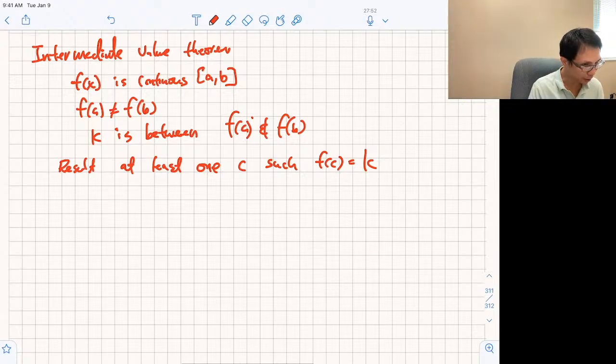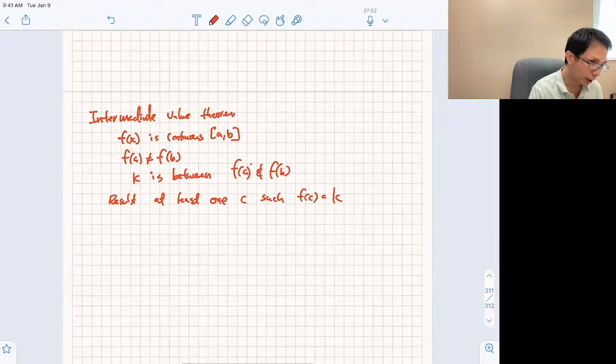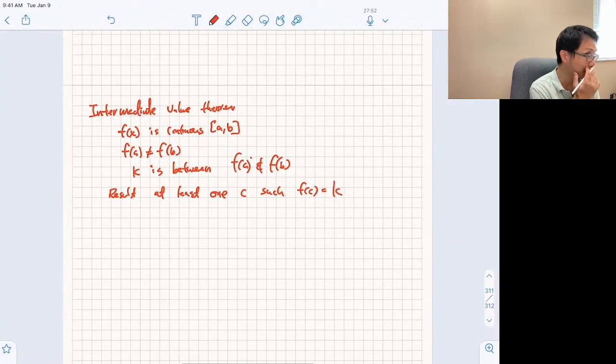Okay, so the result: at least one c such that f of c is equal to k. So this is the intermediate value theorem. This is a very, very powerful theorem, and it's going to come in very useful. I do want to talk about two definitions. There are two definitions that also get involved because they combine those questions.